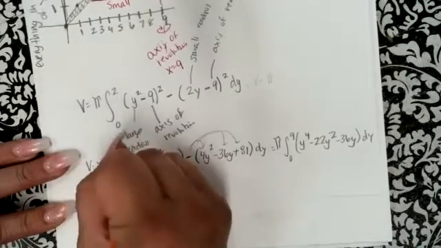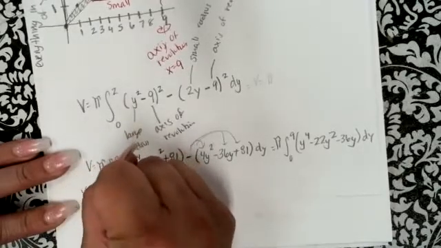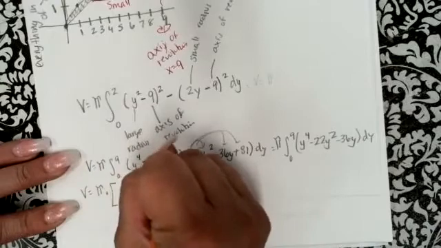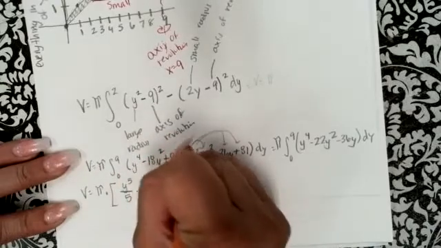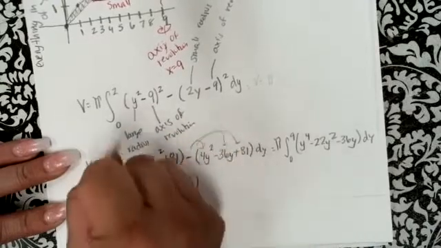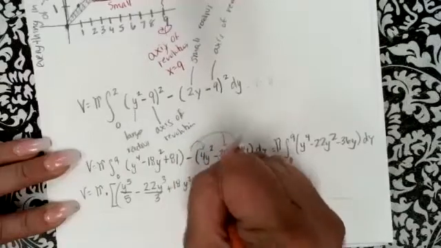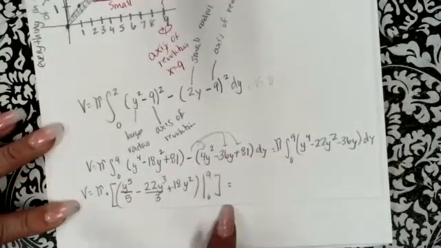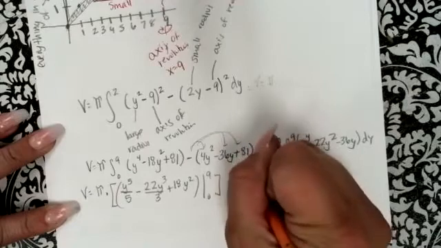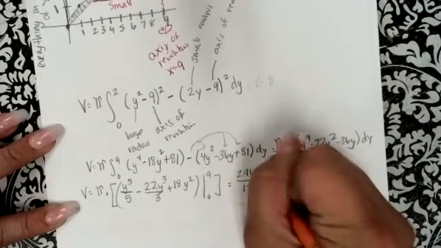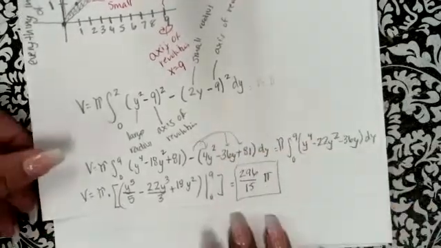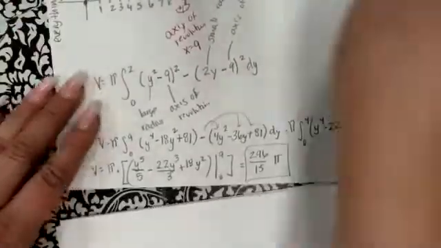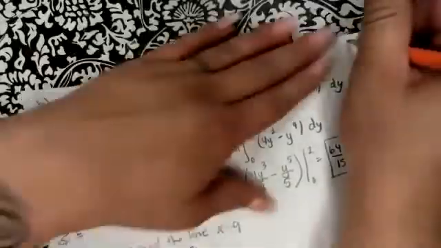Antiderivative. Evaluating from 0 to 9. I'm only going to plug in the 9. I don't have to plug in the 0. And the answer comes out to be 296 over 15 pi. And that was page 4. Last one.